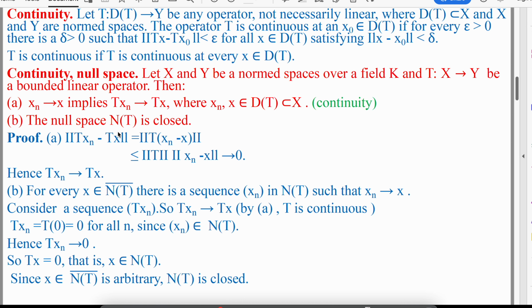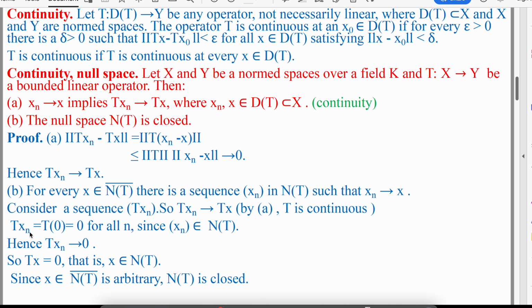Now we have to show that N(T) is closed. Null space of T is closed. Suppose x belongs to closure of null space of T. It means there is a sequence xn in null space of T such that xn converges to x. If we consider the sequence Txn, then we know by this result, if xn tends to x, then Txn tends to Tx, means T is continuous. So we have considered xn tends to x. So this Txn also tends to Tx by the previous result, because T is continuous.